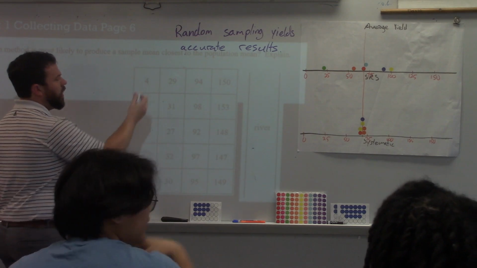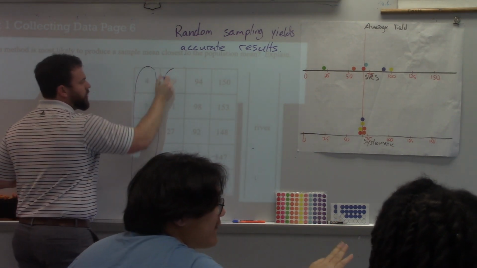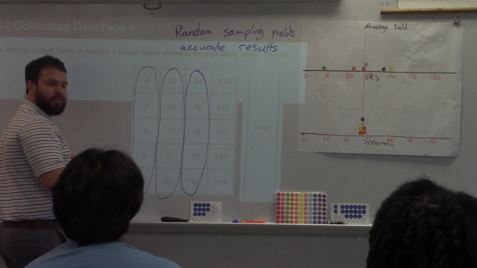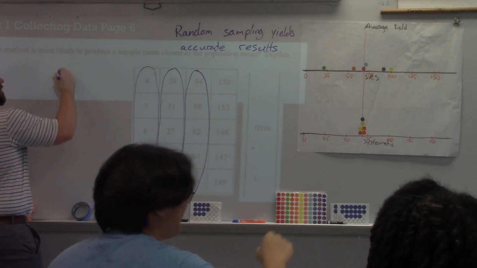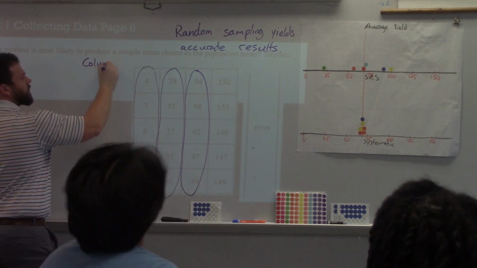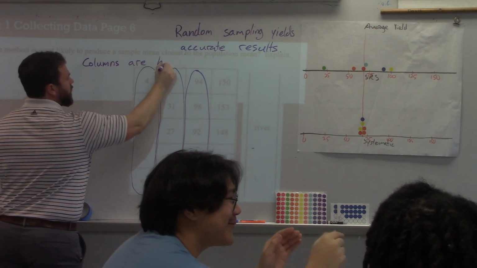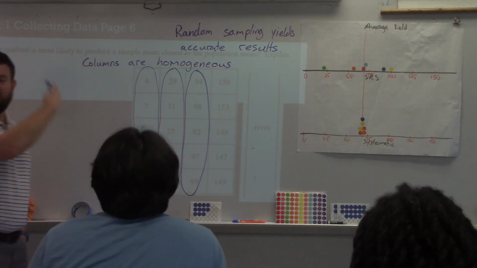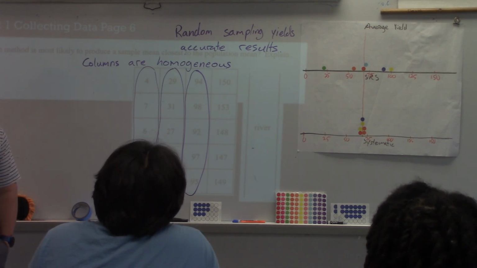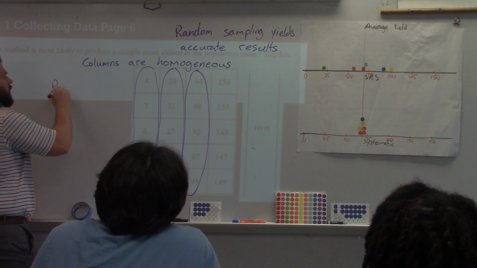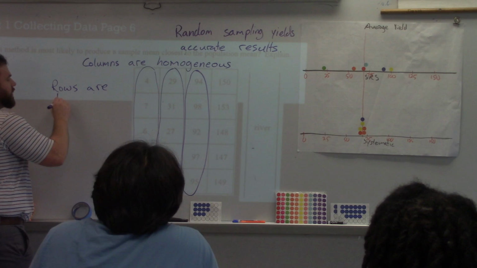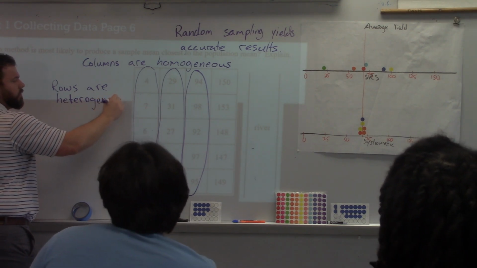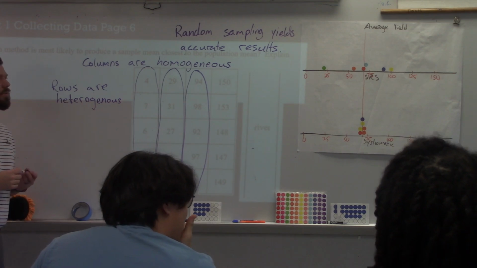So when I look at my columns right here, what's an H word that you've definitely heard in your science classes that could describe them? Homogeneous. Columns are homogeneous. Each of those columns, it doesn't mean they're exactly the same, but aren't they pretty similar? Pretty similar, okay? The rows are then heterogeneous. Those rows are mixed.